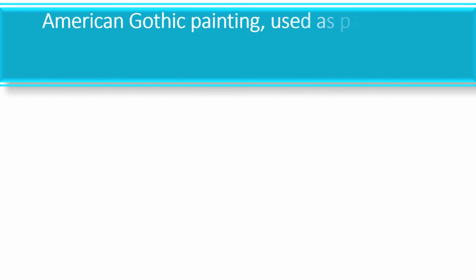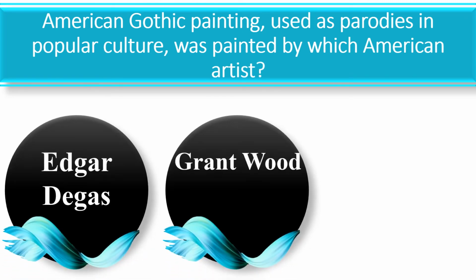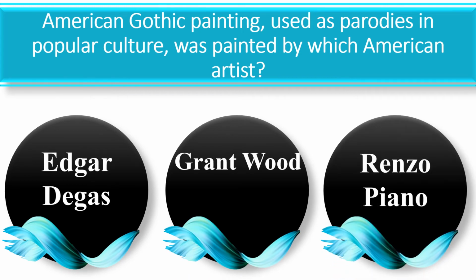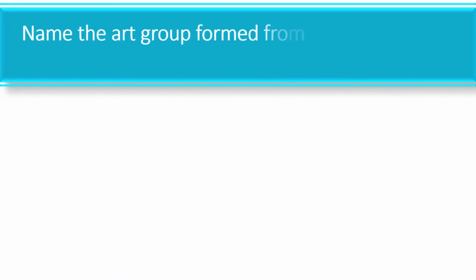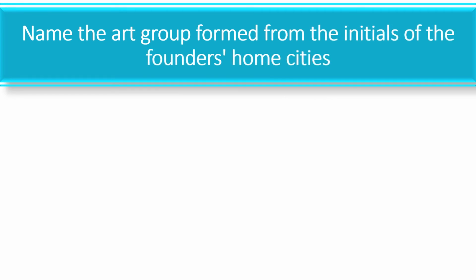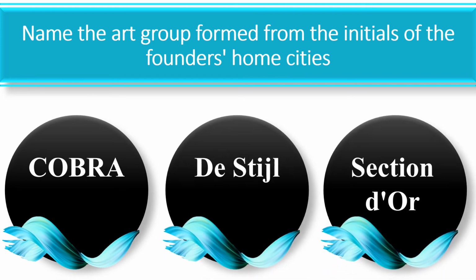American Gothic painting, used as parodies in popular culture, was painted by which American artist? Edgar Degas. Grant Wood. Renzo Piano. Grant Wood. Name the art group formed from the initials of the founders' home cities. Cobra. Distill. Section d'Or. Cobra.